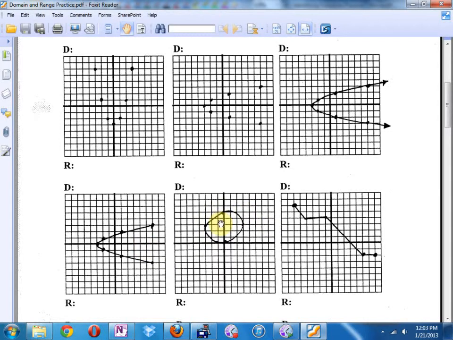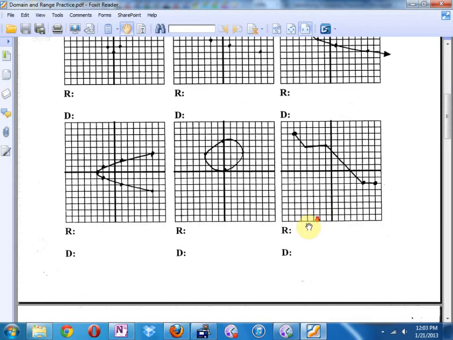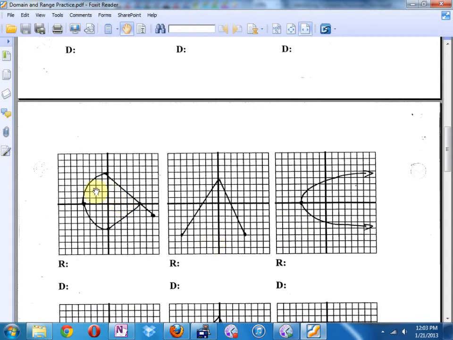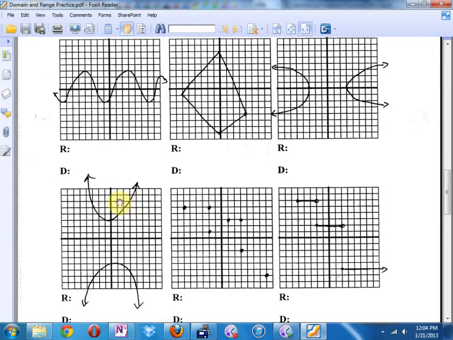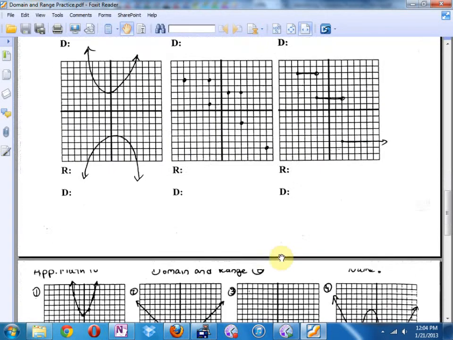What about this? Not a function. What about this one? I think it is, yes? No? Yes? No? Right there, no, right? And also right there, no. So no. We'll talk about this weird one in a day or two.